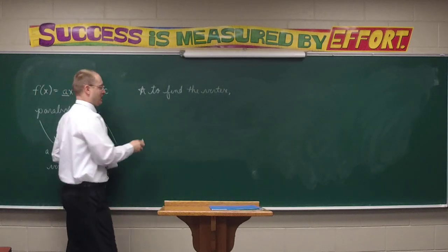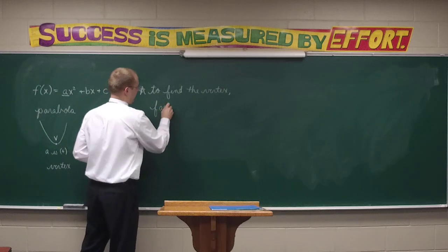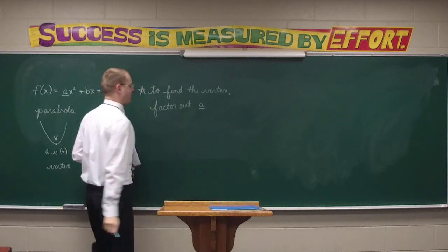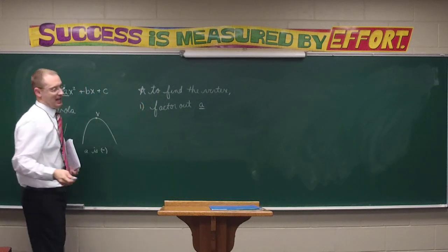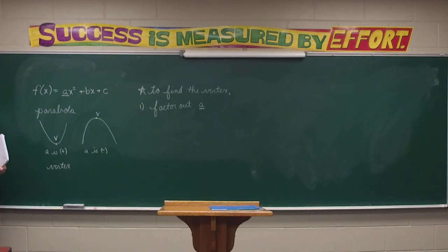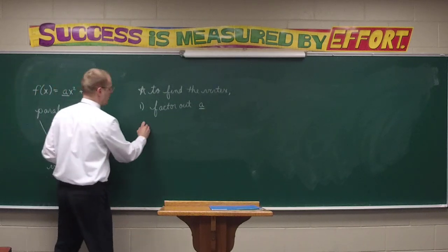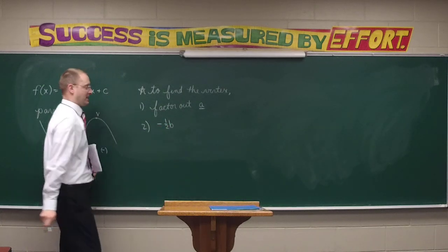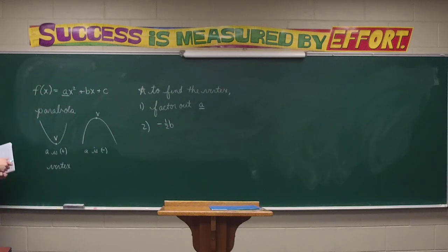To find the vertex, I want you to factor out the A, if there is one. Factor out A, if there is an A. And in a really good world scenario, it's a 1 right here. I love it when there's a 1. I don't like having an A. But if there is an A, factor it out. And then you're going to take negative half of B. You're going to factor out the A and take negative half of B.